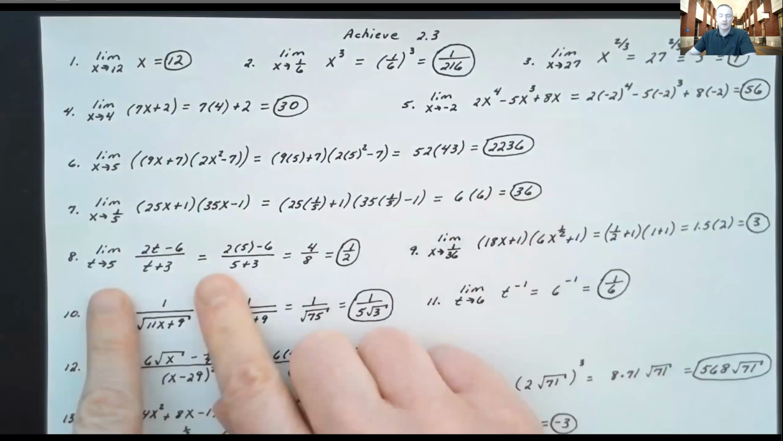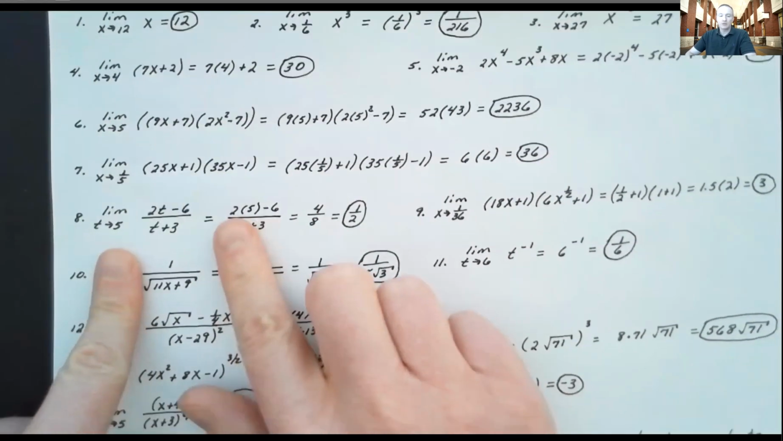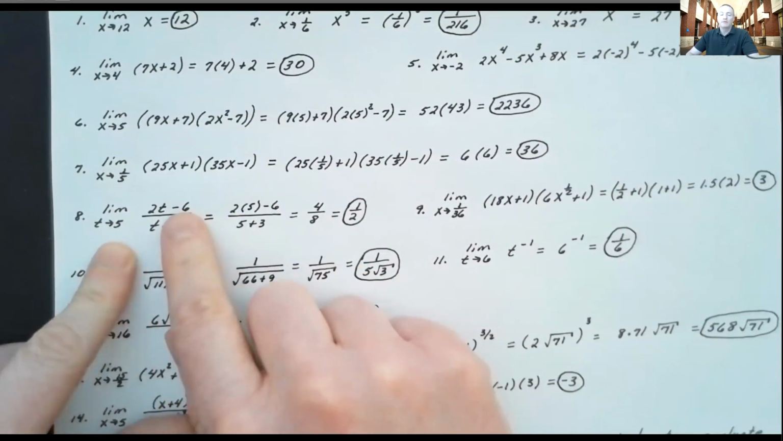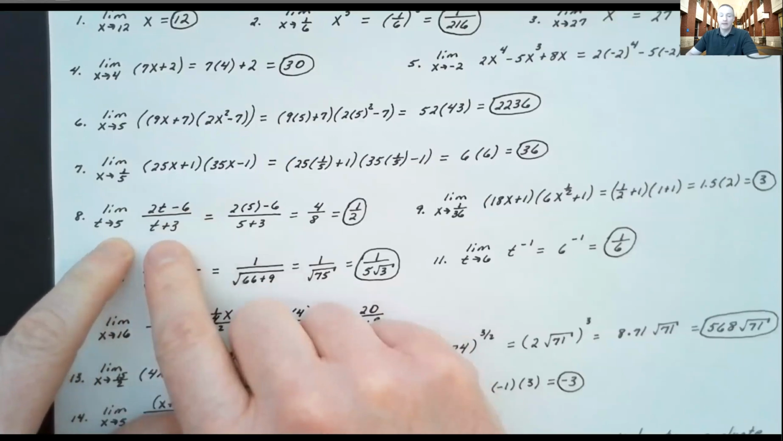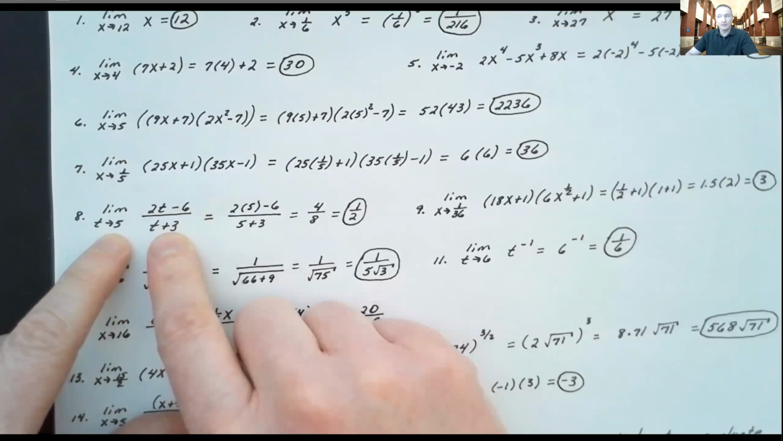For the next limit problem, they're actually giving us a rational function, but we know the only value that we can't just plug in is where it's undefined at -3. So if I were asking you the limit as t approaches -3, you couldn't just simply plug it in.